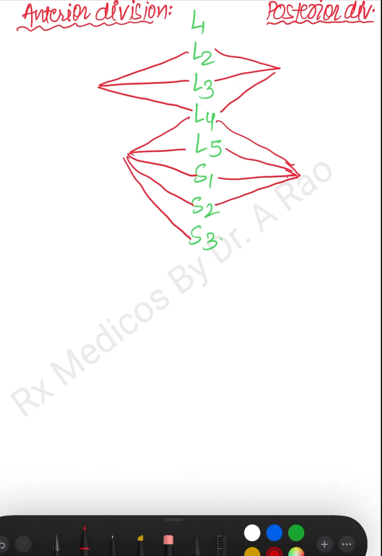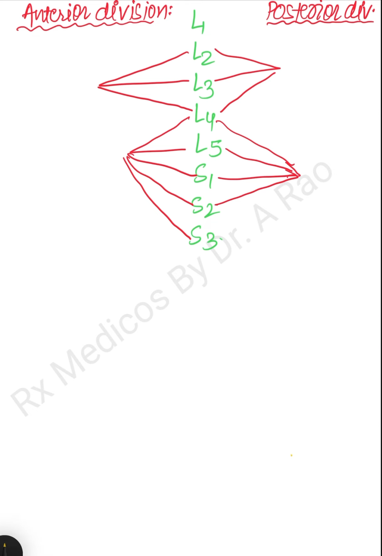Now which nerve is arising from which division? From the anterior division of L2, L3 and L4, the obturator nerve arises. From the posterior division of L2, L3 and L4, the femoral nerve arises. And from the anterior division of L4, L5, S1, S2 and S3, the tibial nerve arises.